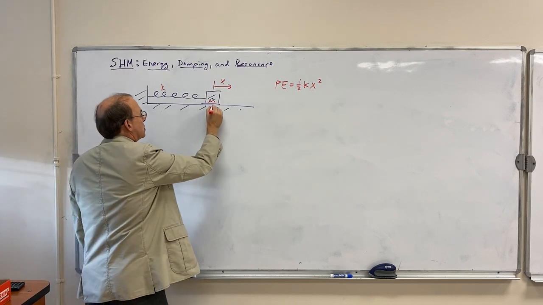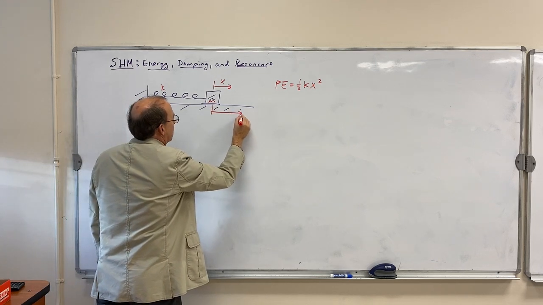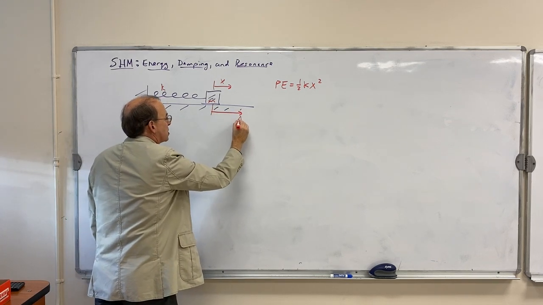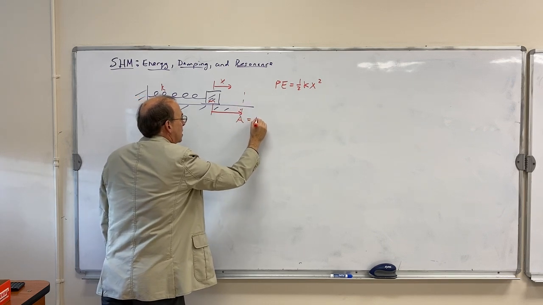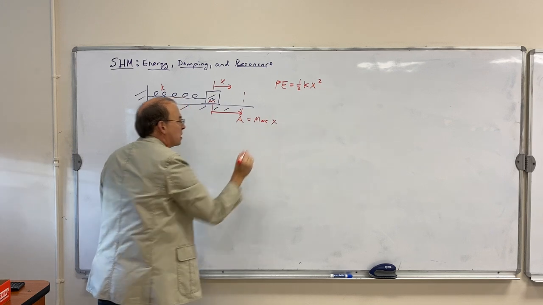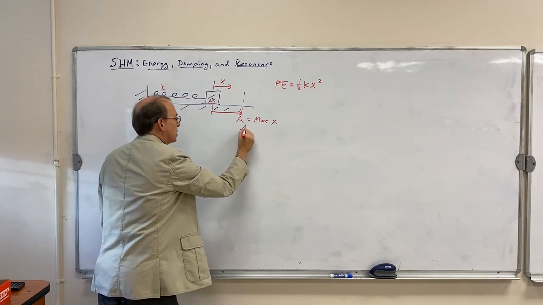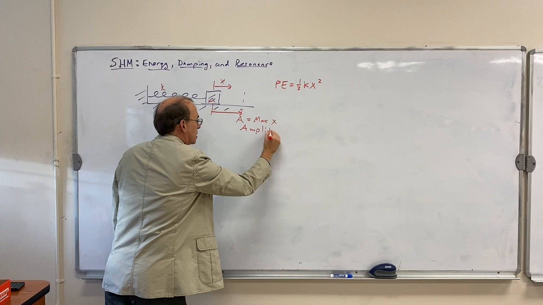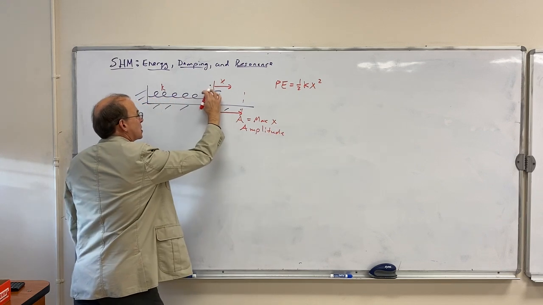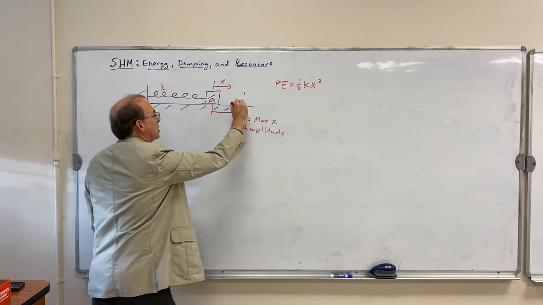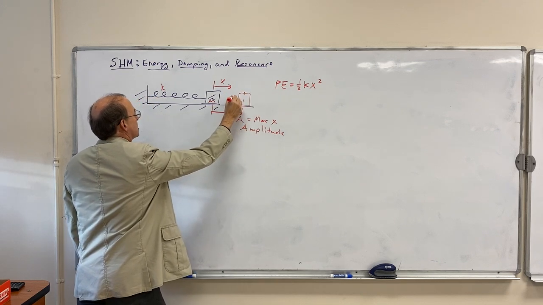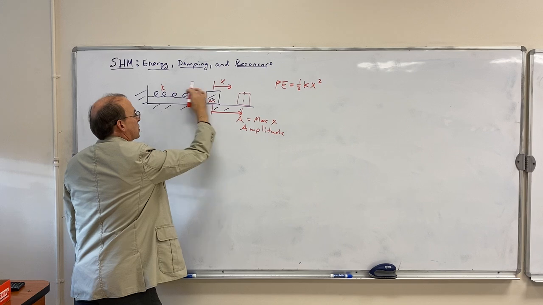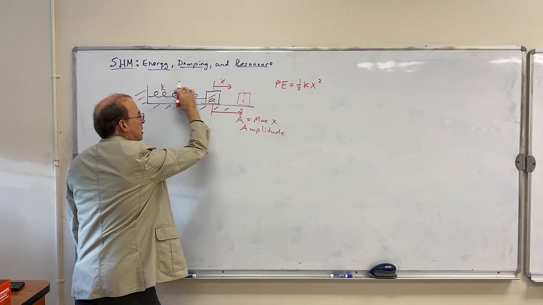If I stretch it to some maximum x, that maximum x is called the amplitude. That's the amplitude. So suppose I stretch this out to here and just let go so that this oscillates back and forth. The mass goes back and forth like this.